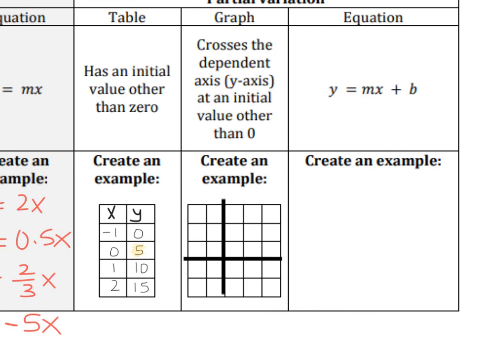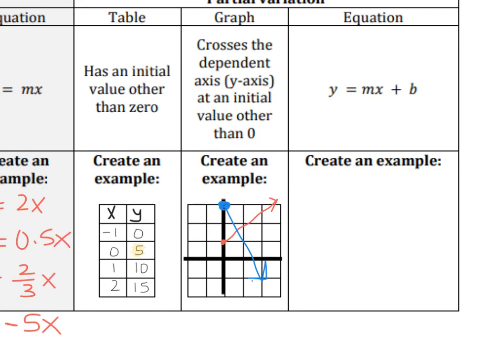If we're looking at a graph for a partial variation, it will cross the y-axis at an initial value that is not 0. So that's just a fancy way of saying your graph is not going to start or cut through the origin. So you could have a line that maybe starts over here and then grows or goes in an upwards fashion, or you might have a line that starts somewhere up here and then maybe goes in a downwards direction. So either way, neither of these lines start or touch or cross the origin.